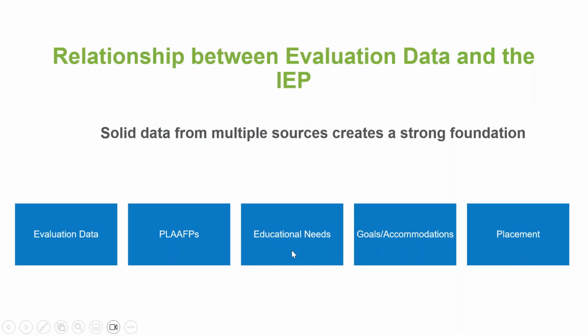So again, just the relationship between the evaluation and the IEP, which I think that we pretty much stated. Your evaluation data will be used. We'll need to use that information to create our PLAAFP statements, our present levels of academic achievement and functional performance. From there, we have goals and objectives that are created, educational needs determined, any accommodations, and then again, the IEP committee will make a decision about appropriate placement for the child.